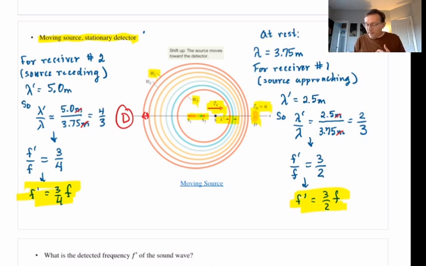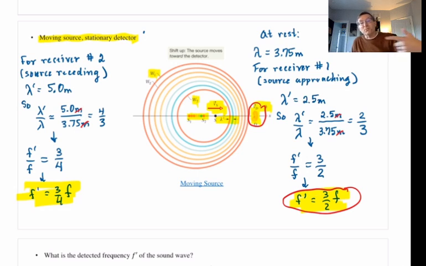Okay? In fact, what you could do in this case is you could imagine a scenario like this. So let's not even worry about this detector over here right now. Just think about the detector we've got here, right there. And the picture shows the source moving towards that detector. And we know in that case the detected frequency is higher. f prime is 3/2 of f.